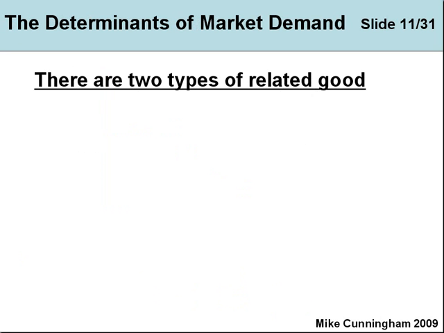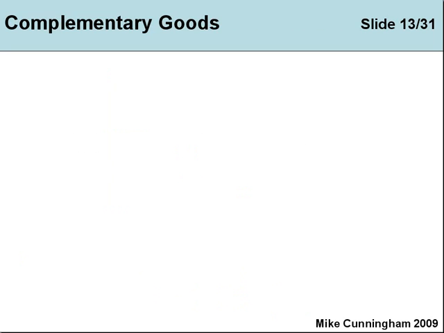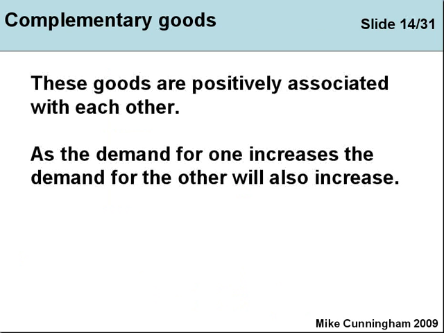There are two types of related good, in fact. There are substitute goods and complementary goods. And let's look at these in a little more detail. We'll start with complementary goods. These goods are positively associated with each other. As the demand for one increases, the demand for the other also increases.